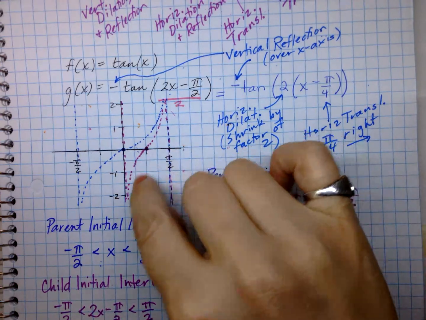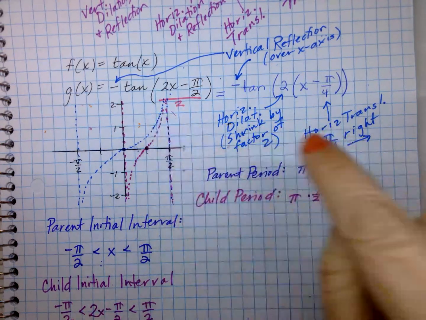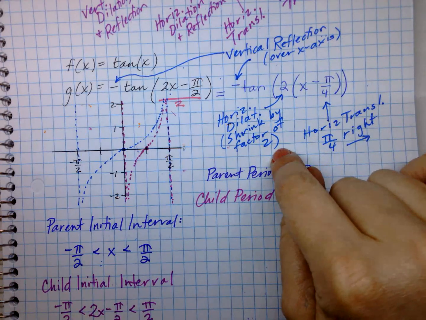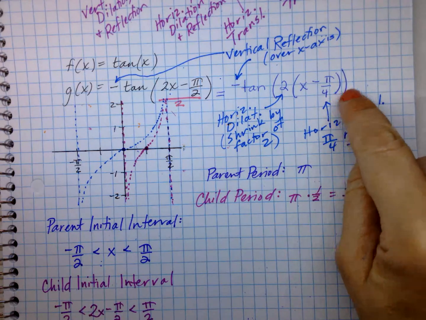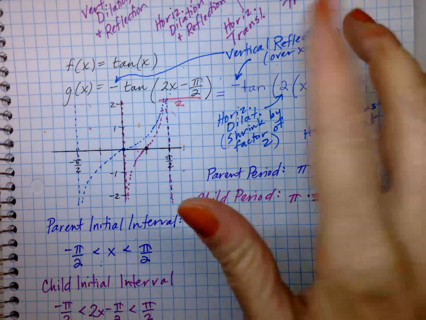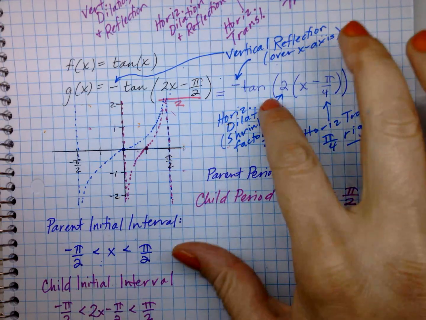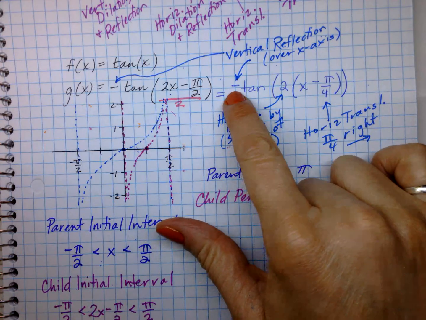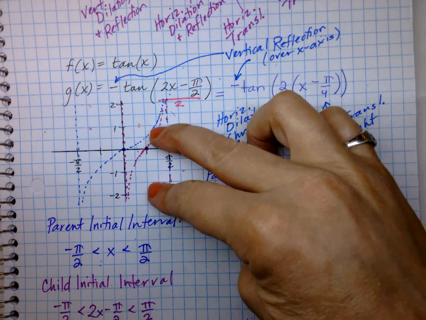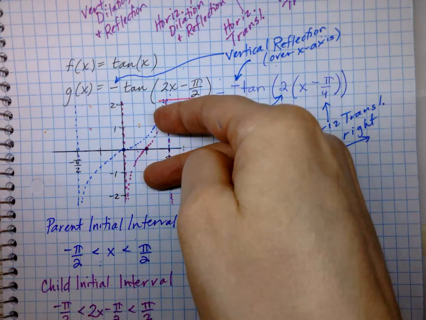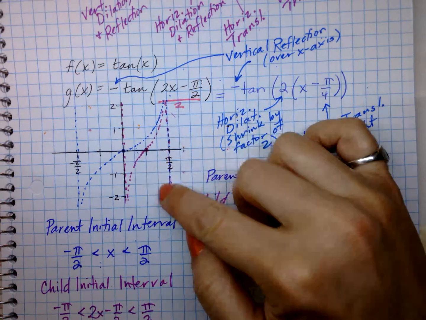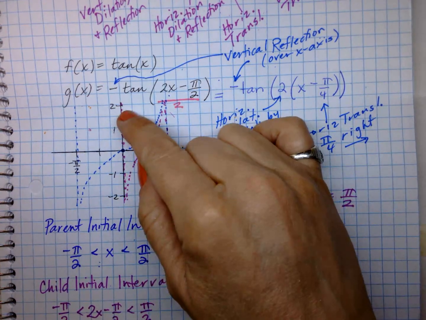Okay, so far, this pink dashed line right here is after we horizontally dilated by a factor of 2, shrunk it by a factor of 2, and then slid it pi over 4 units to the right. Finally, though, we do still have a vertical reflection in here over the x-axis, which means we're going to take this graph as it looks right now and flip it. So what was currently above the x-axis is going to flip down below, and what was below will become above.